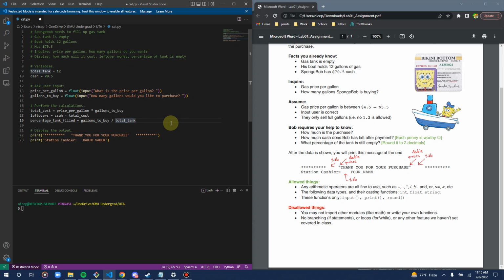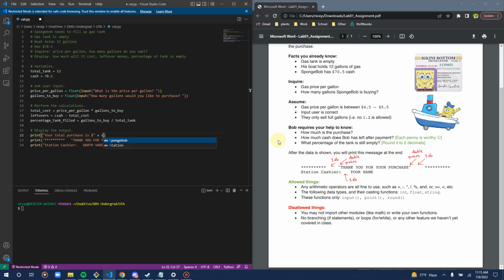So now I'm going to start displaying the output. Before any of the thank you for your purchase things, we actually want to say a few things, one of them being printing your total purchase is, and then I'm going to put a dollar sign right here. And since I want the dollar sign right next to my number, I'm going to have to use concatenation.